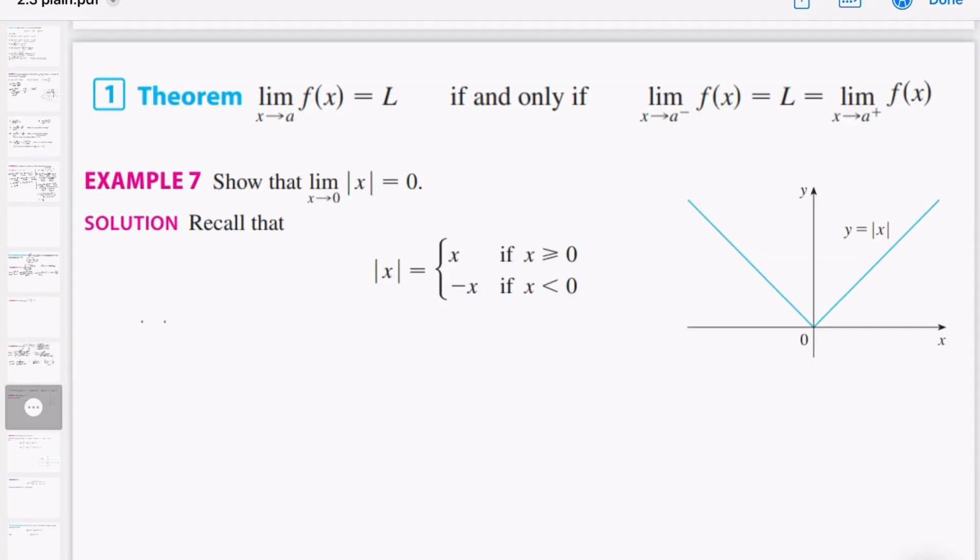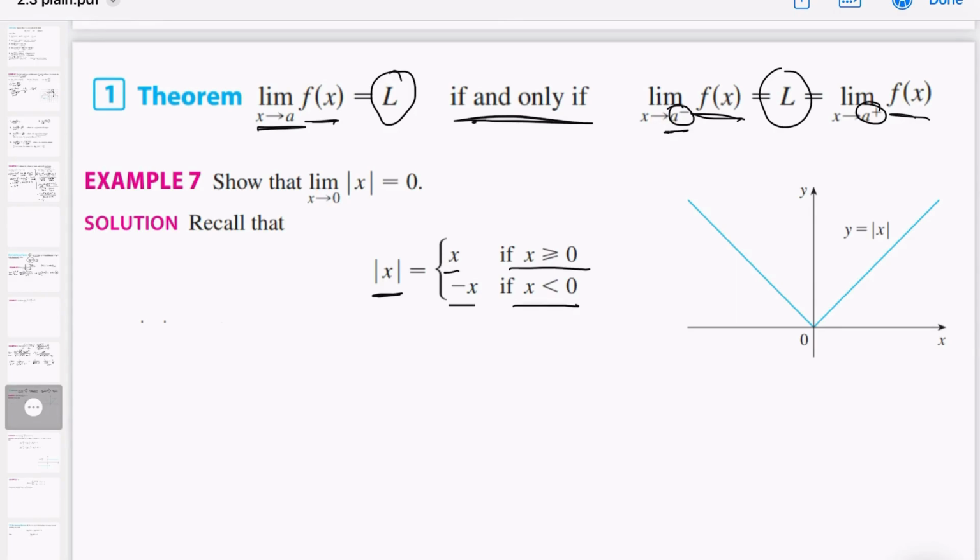Here is the theorem that says that the limit of the function as x goes to a is equal to L if and only if the limit of the function from the right and from the left are equal to each other, and equal to L. So here we have example 7. It says show that the limit of the absolute value of x is equal to 0 as x goes to 0. Let's recall that the absolute value of x is just equal to x when x is positive and equal to minus x when x is negative.